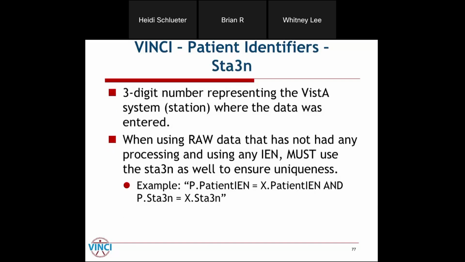We have the STA3N, or station. So this is a 3-digit number representing the VISTA system where the data was entered. So when using raw data that's not had any processing and using any IEN, you must use the station as well to ensure uniqueness. So for example, you should match on both the patient IEN and the station.